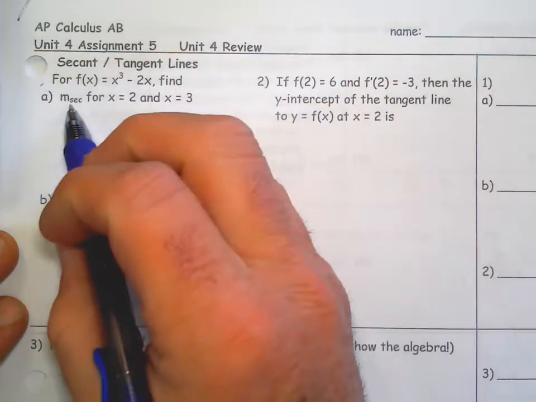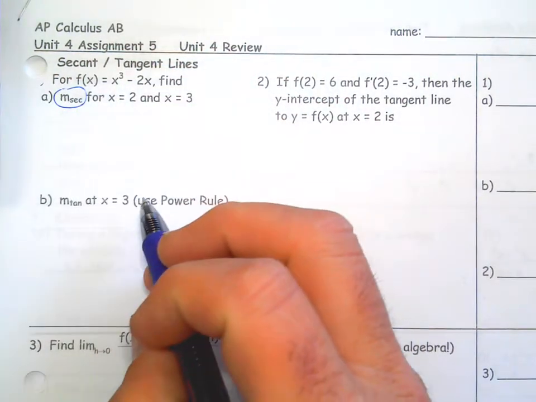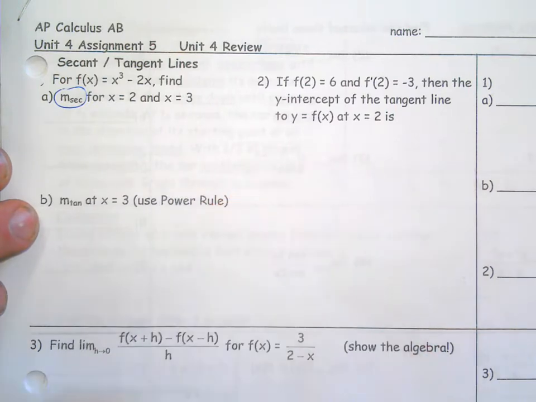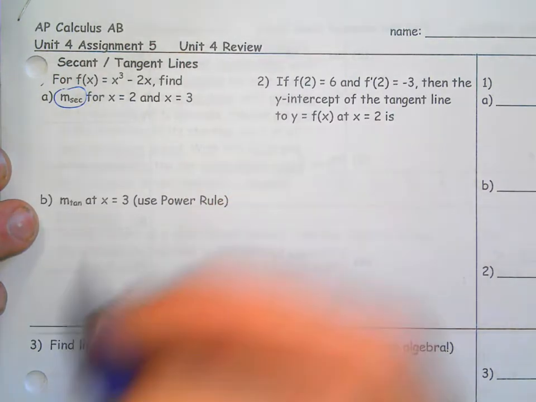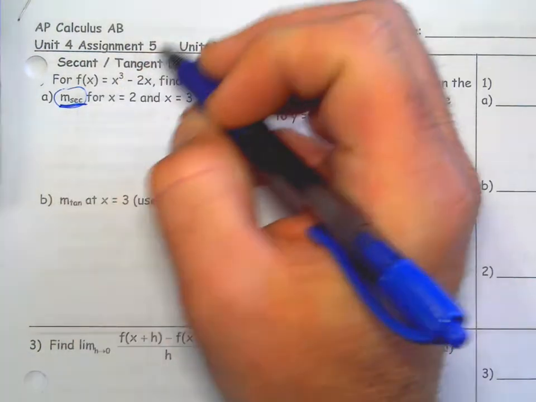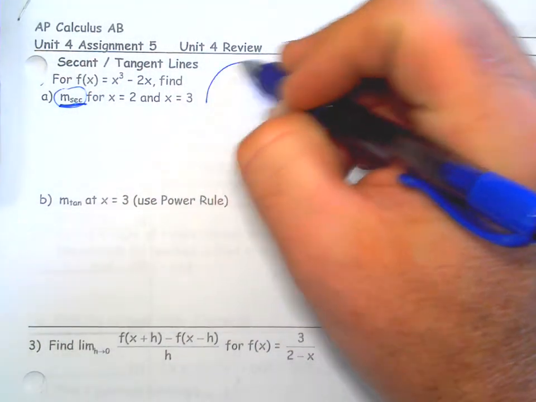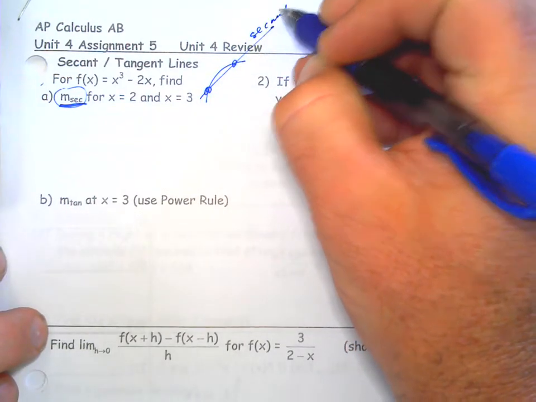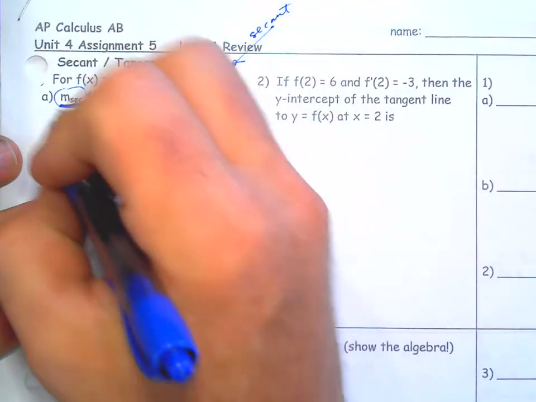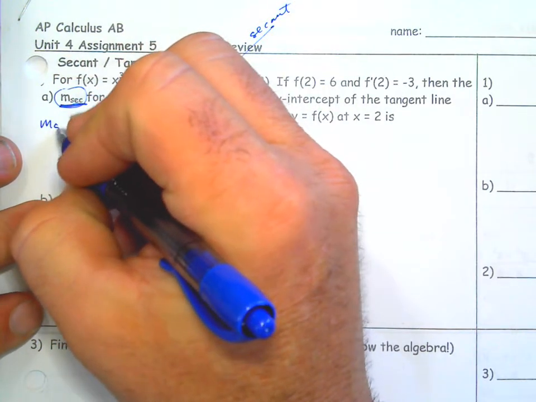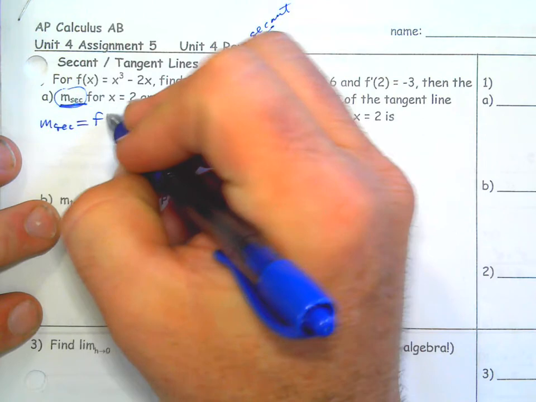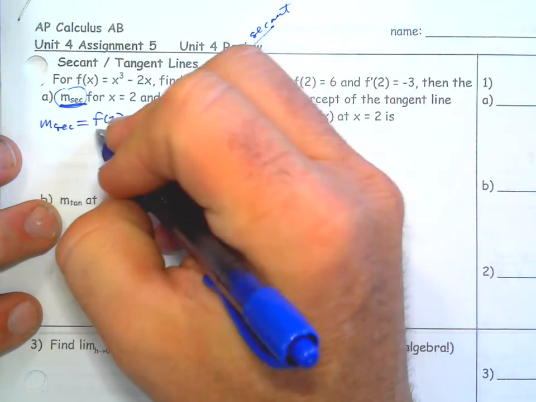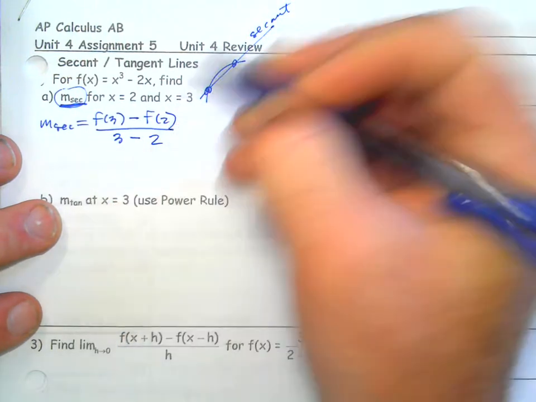So here's a function. Find the slope of the secant for x equals 2 and x equals 3. Okay, so the slope of a secant line is when you have a curve and you take 2 points and you find the slope like that. That's the secant line. So we're not going to use derivatives here. We're going to say the slope of the secant line between these points is rise over run. So it's going to be the y value from x equals 3 and 2 over the difference in the x values, rise over run.